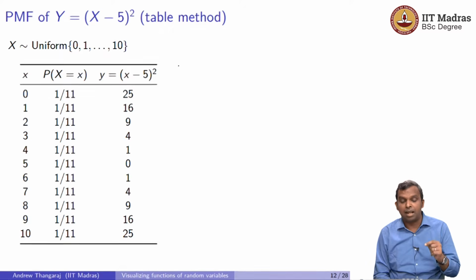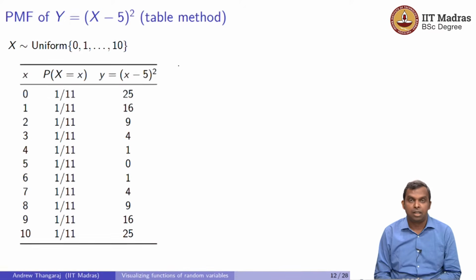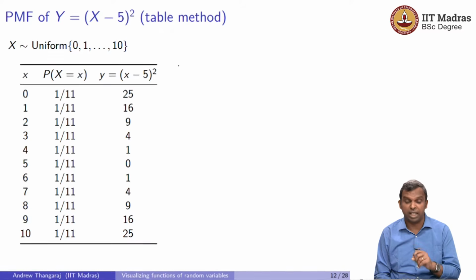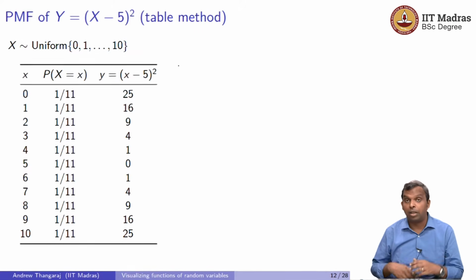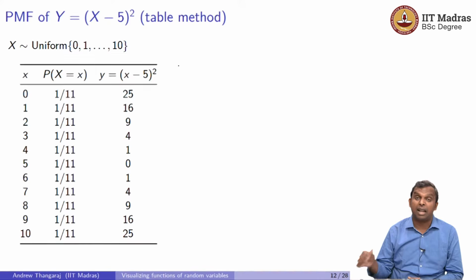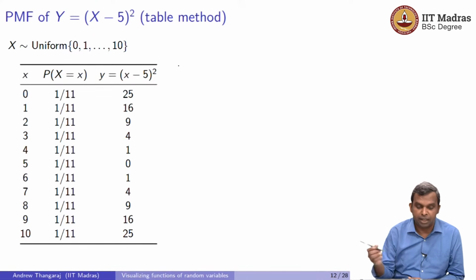I'm going to start with the uniform distribution, X taking values from 0 to 10, same as in the previous lecture. So values from 0 to 10 are taken with probability 1 by 11. So that's the PMF. Now, the function I am looking at is (x minus 5) whole squared. And notice what happens immediately.